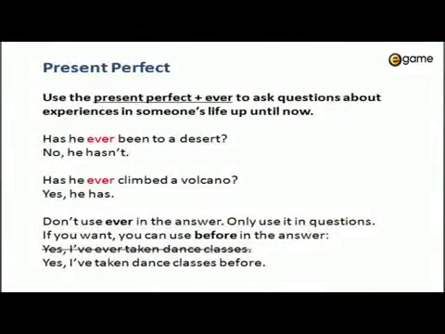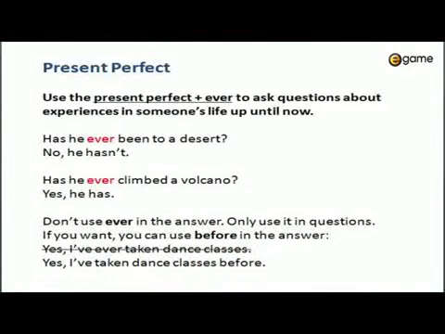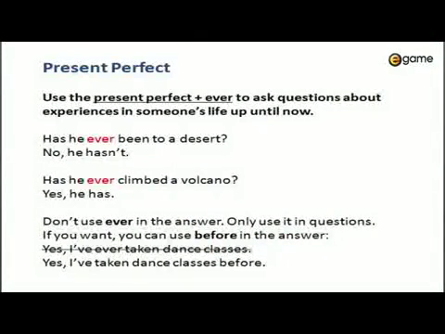And today we're still looking at the present perfect. This time, how to use the present perfect with ever to ask questions about experiences in someone's life up until now. For example, has he ever been to a desert? No, he hasn't. Has he ever climbed a volcano? Yes, he has.